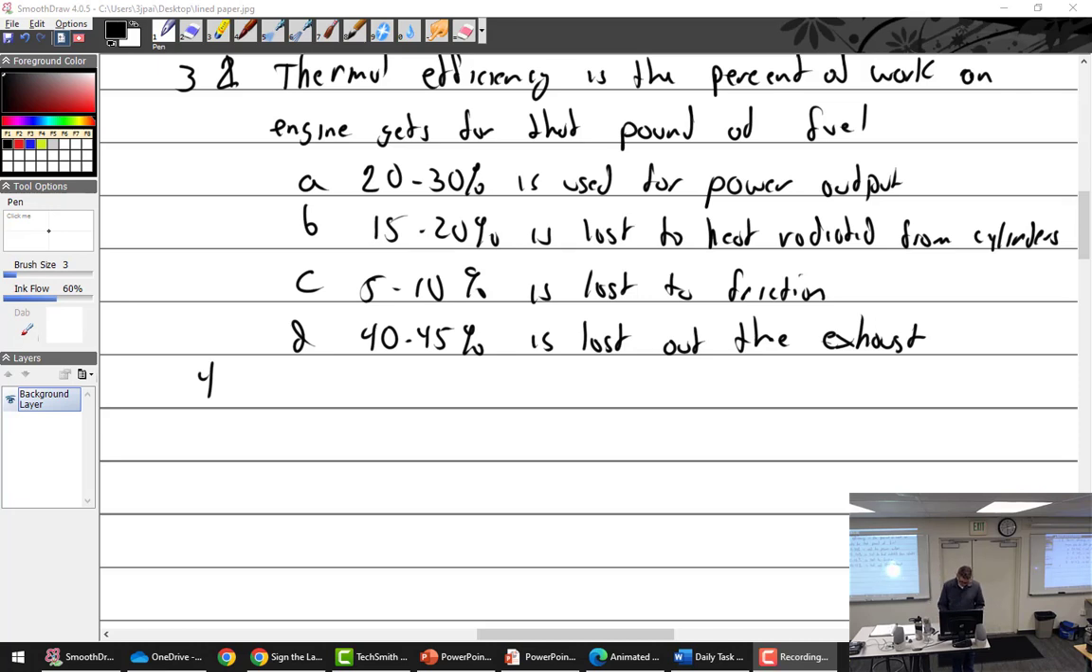All right, let's see. Thermal efficiency. Let's talk about that. Thermal efficiency.